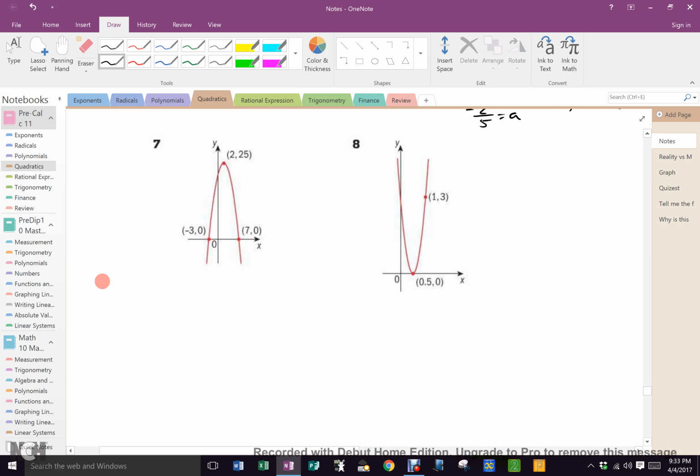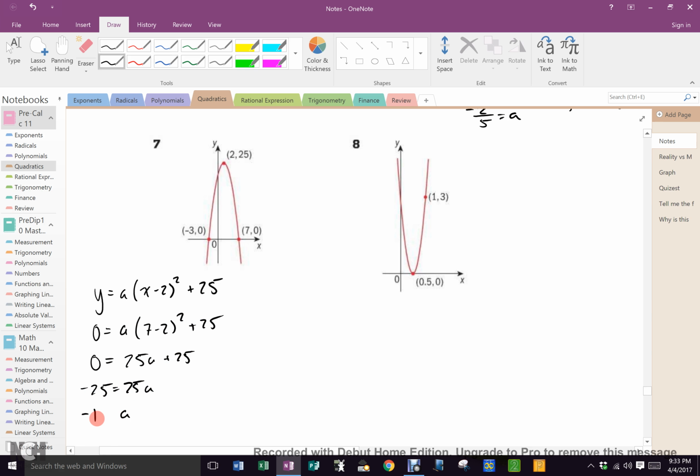Here I've got my vertex, so I'm on easy street. Y equals a(x minus 2) squared plus 25. Go ahead and fill it in. Doesn't matter what other point you use. 0 equals a(7 minus 2) squared plus 25. 0 equals 25a plus 25. Negative 25 equals 25a. A equals negative 1. Y equals negative (x minus 2) squared plus 25. Expand it, collect your like terms.